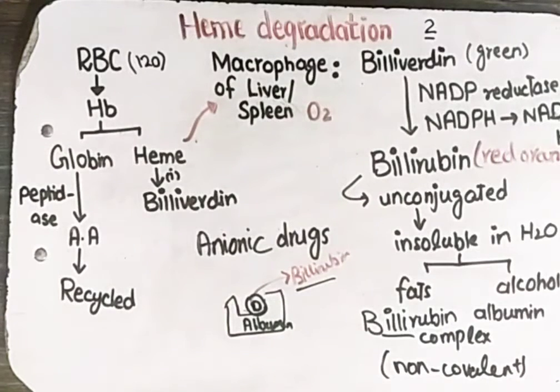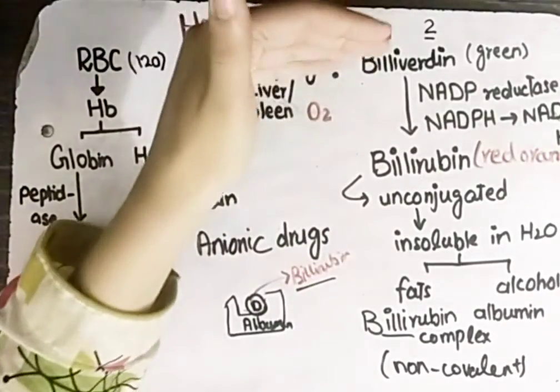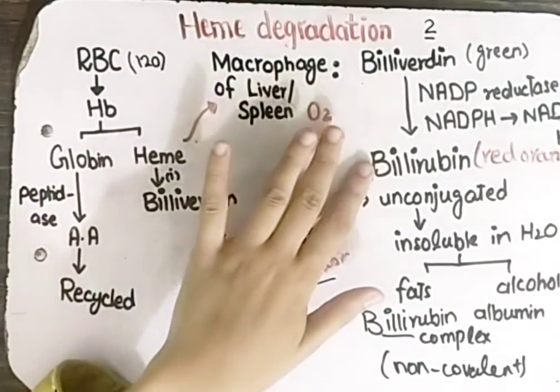So what is the effect of anionic drugs? They displace the bilirubin and can lead to kernicterus. And kernicterus can lead to mental retardation or hearing loss and vision and tooth loss also. So this is basically the effect of drugs. So the second step is the conversion of green colored biliverdin into the red orange bilirubin.